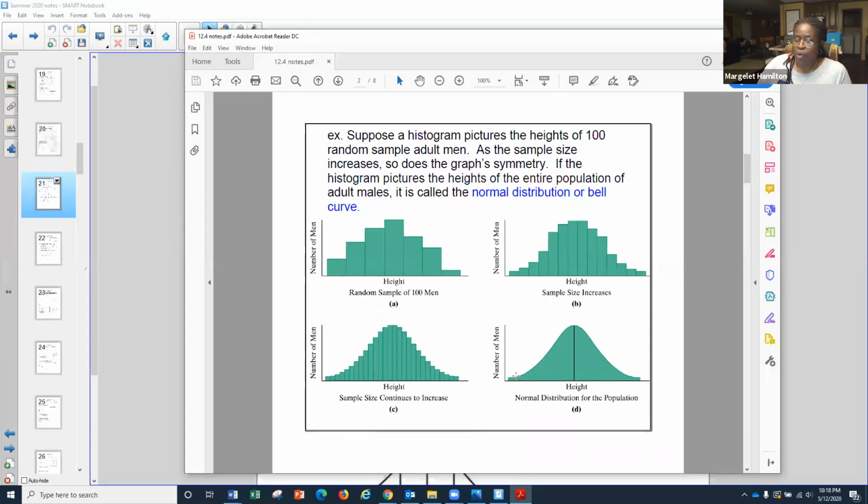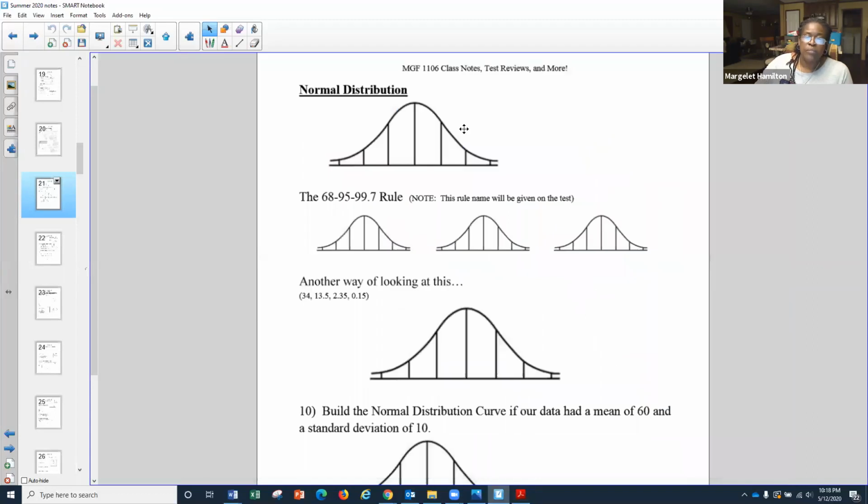So we're looking at our entire population, or 100% of our population, and looking at this normal distribution curve, this symmetric curve talking about 100% of our population. All right, so let's go back. So here's our normal distribution curve.